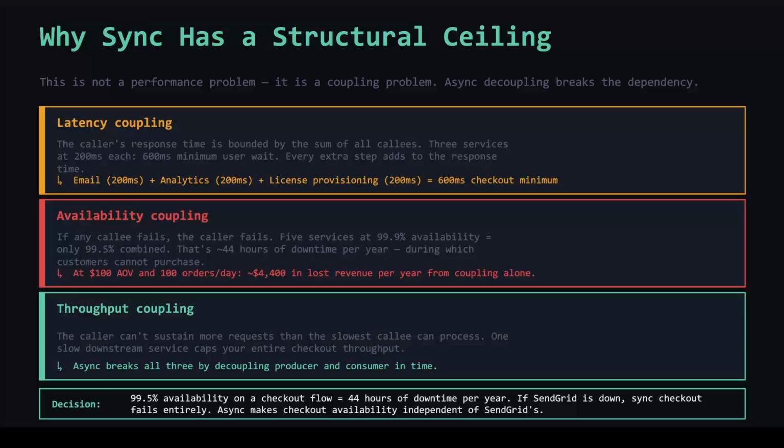The producer writes to a durable intermediary and returns immediately. The consumer processes at its own speed. If the consumer is down, messages wait. If the producer bursts, the queue absorbs it. The producer's availability and the consumer's availability are now independent.